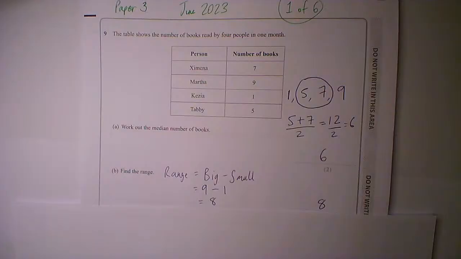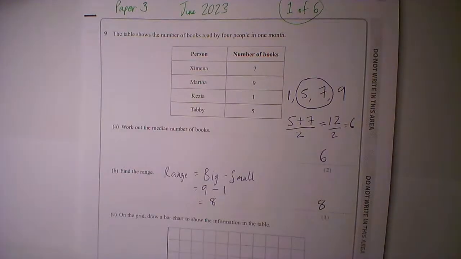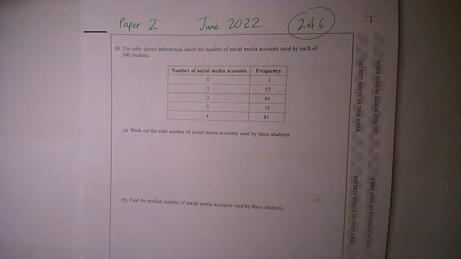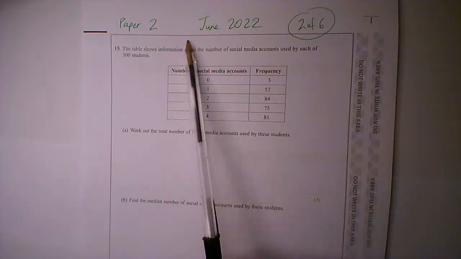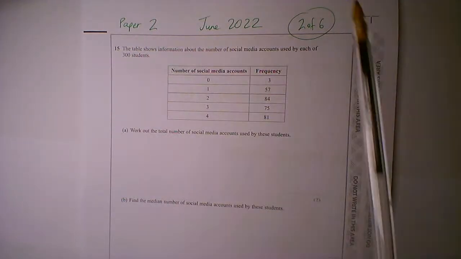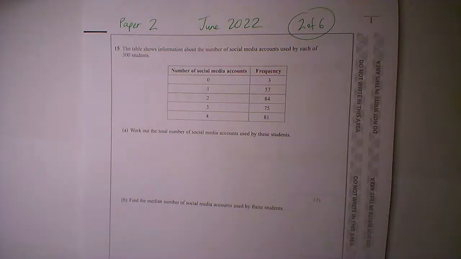Okay, let's go to the next question. We're going to ignore part C because it's not relevant for today's topic. Here is question 2. This is from paper 2. Again, calculator is allowed, from June 2022. Press pause and have a go.